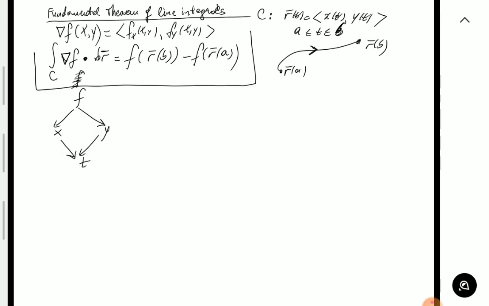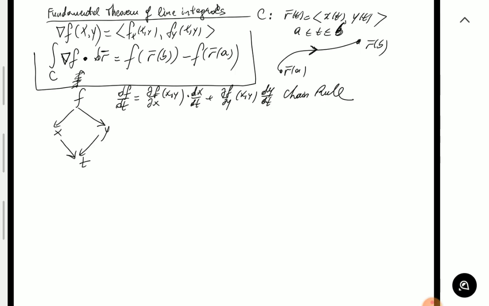So let's see what happens. Notice that if I compute df dt, viewing f as a function of t via this composition of x and y and then x and y with respect to t, then via the chain rule this is nothing but partial f with respect to x at the point (x, y) times dx dt, plus partial f partial y at (x, y) times dy dt. So this is just the chain rule.